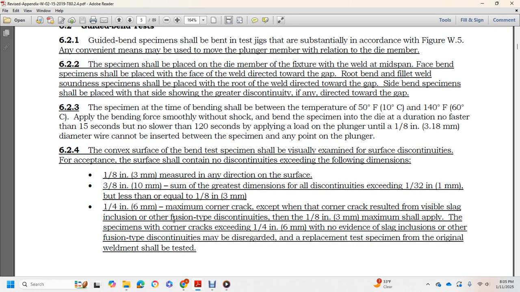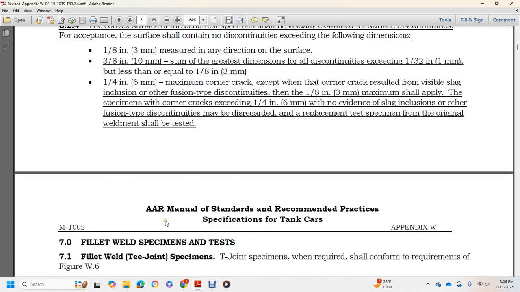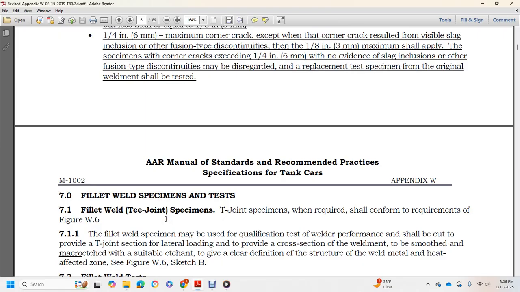Specimen in the corner cracks exceeding 1/4 inch or 6, with no evidence of slag inclusion or other fusion-type discontinuities may be disregarded, and a replacement test specimen from the original weld should be tested. Fillet weld specimen test. Fillet weld T-joint specimen.